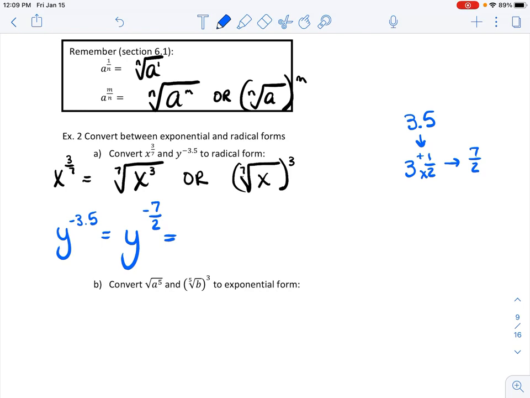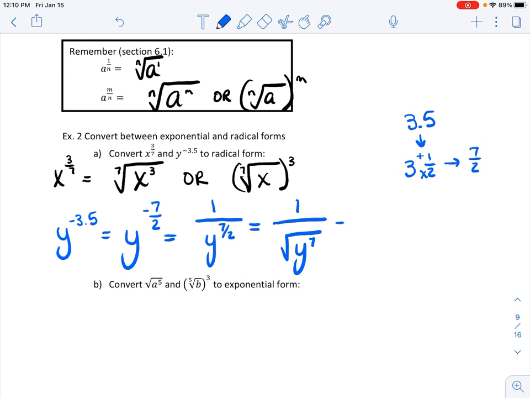So this negative in our exponent means this term is unhappy where it is. It wants to be not in the numerator, but rather in the denominator. So I now have 1 over y to the 7 over 2 power. Then I go ahead and do my power over root. So I have the square root of y to the 7th power.